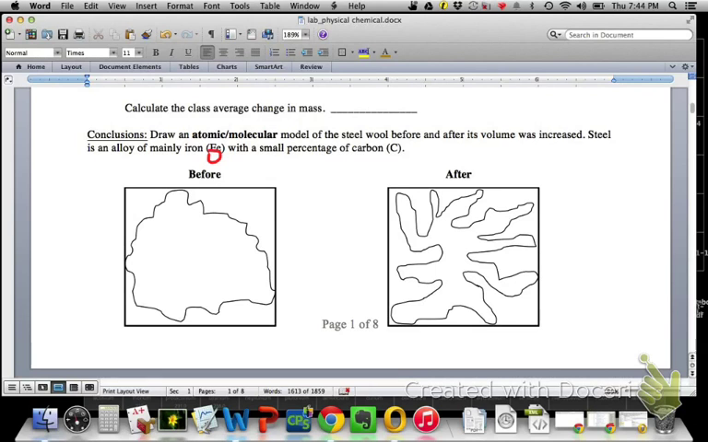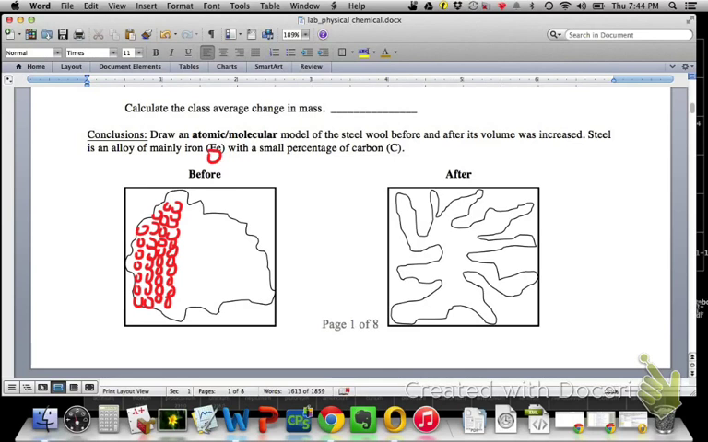Since the steel wool you were dealing with was a solid, we know that the particles in a solid are very organized, tightly packed. So I'm going to go ahead and do that for a section of the steel wool here. For time's sake, I'm not going to fill out the entire piece of steel wool, but you can get the idea what's going on there.